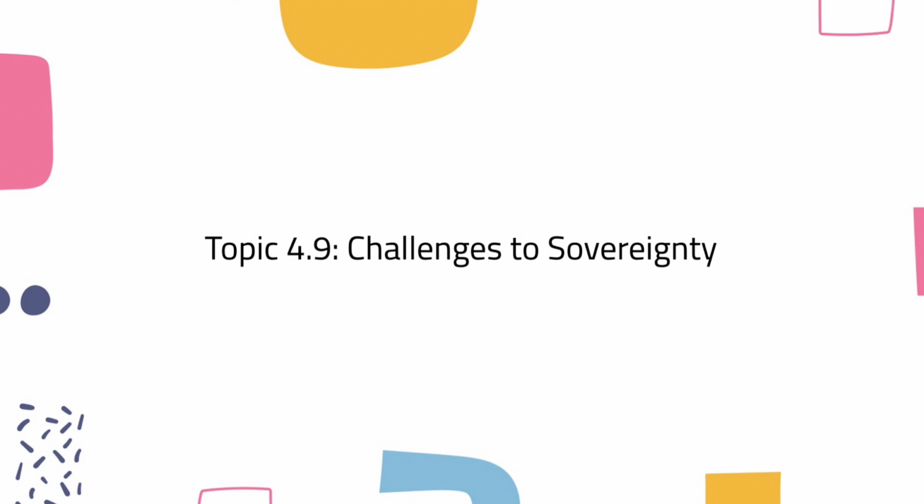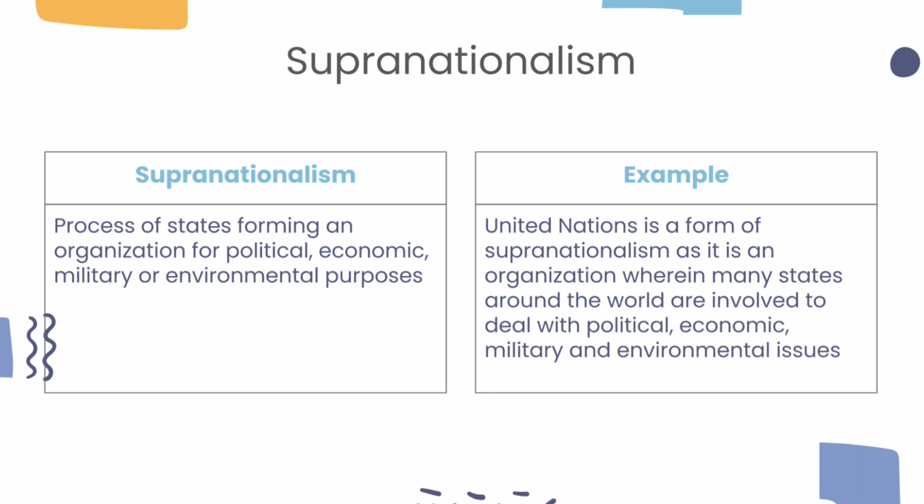What is supranationalism? Supranationalism is the process of states forming an organization for political, economic, or environmental purposes. For example, United Nations is a form of supranationalism, as it is an organization wherein many states around the world are involved to deal with political, economic, and environmental issues.